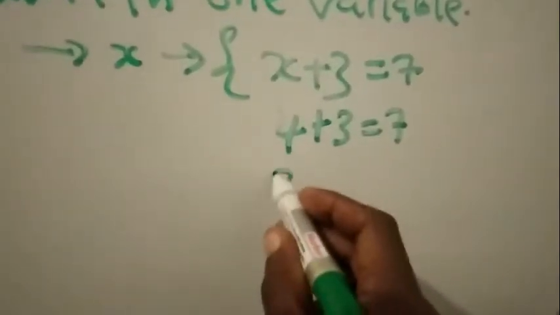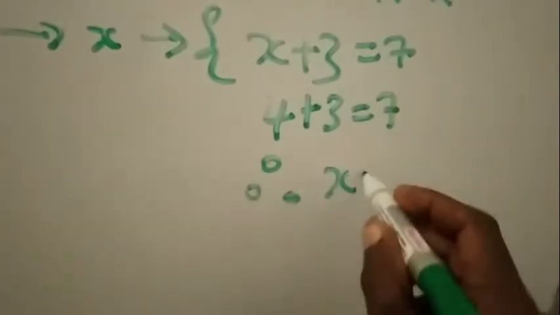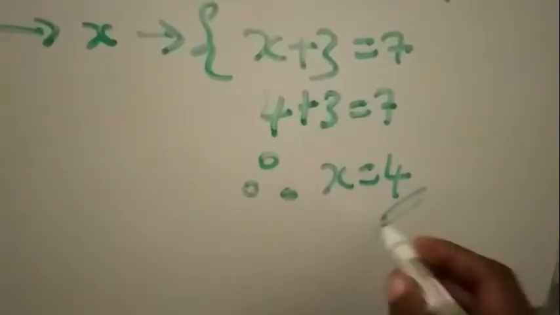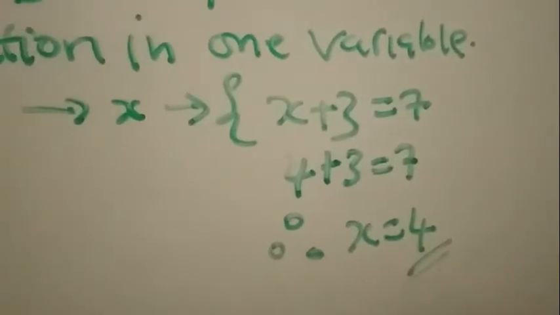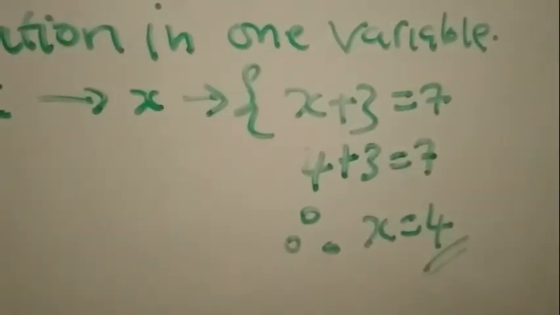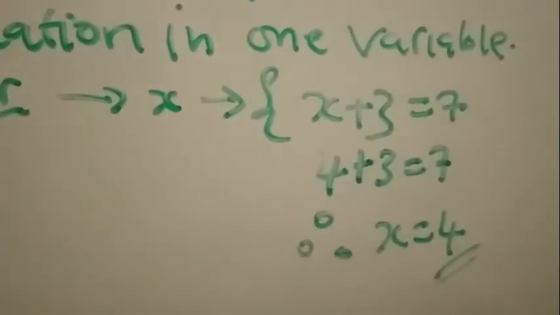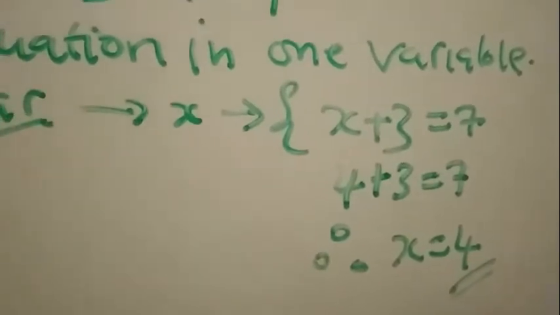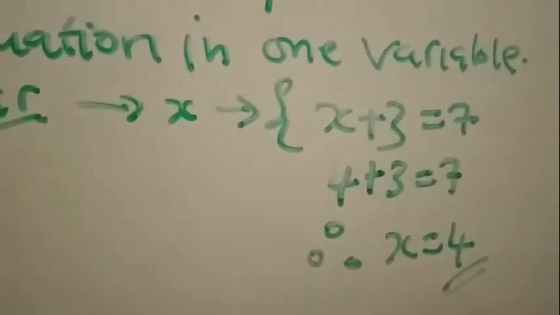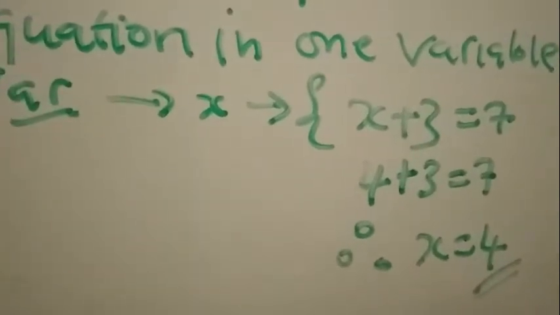So now, therefore, x equals 4. Now, x equal to 4 makes the equation true. Anything apart from x equals 4 is not valid for this equation. Okay? So, first of all, we need to understand that there are a lot of different kinds of equations.